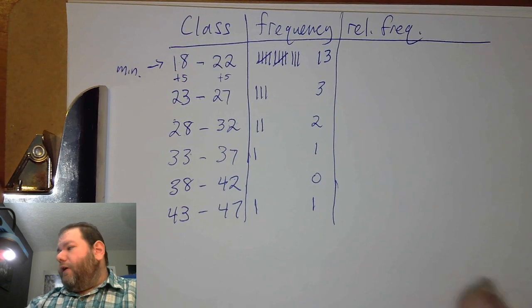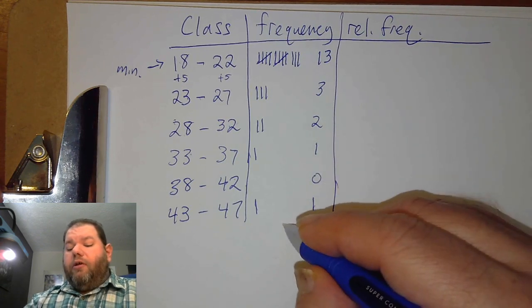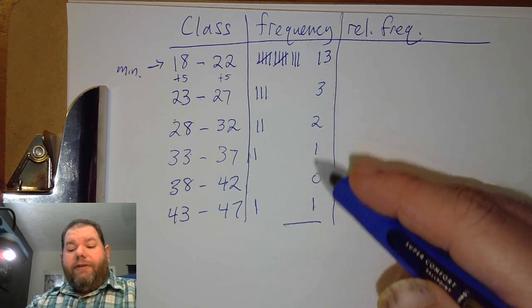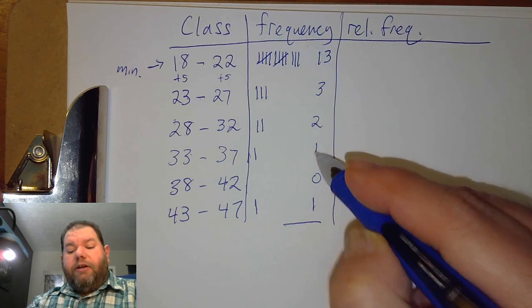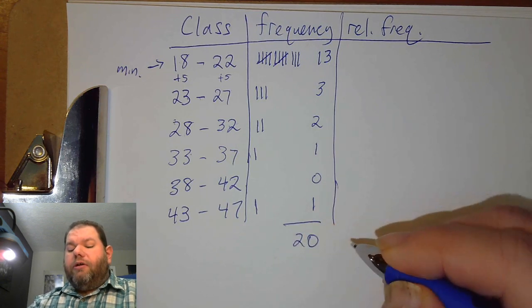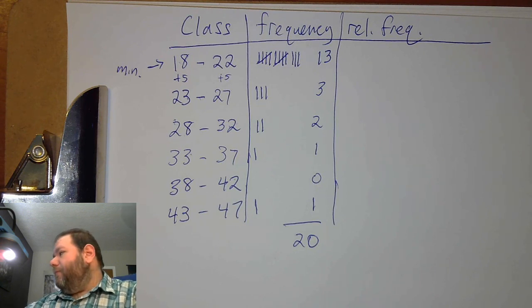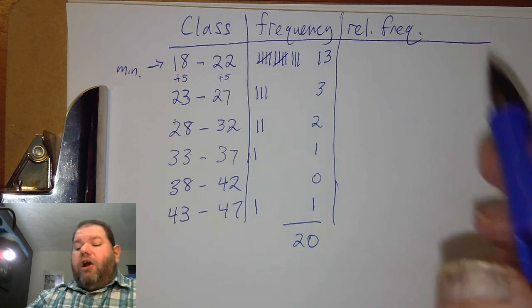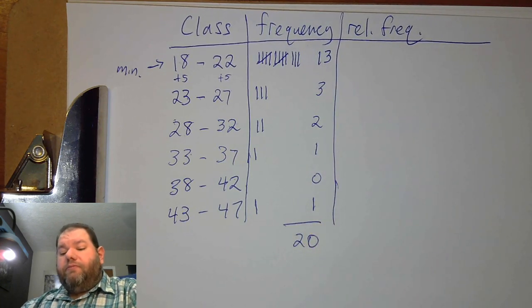Now that we have our data arranged in a nice set of groups, first of all, we double check to make sure this adds up to 20. So 13, 16, 17, 18, 19, 20. And it's always nice to double check to make sure we've counted 20 different values here. Next, we look at our relative frequency. How are we going to calculate the relative frequency for this first class? Do you remember what we did there?